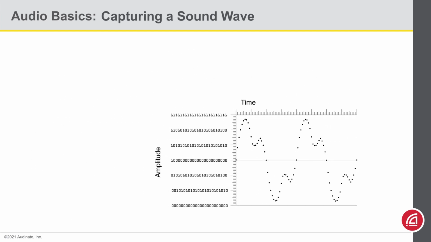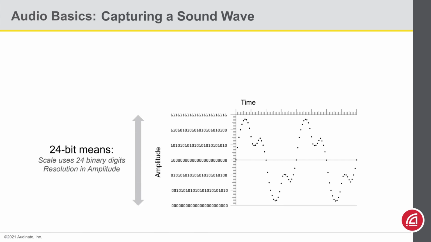Basically, using more bits means we have more resolution. We have more steps on this ladder. CDs operated at 16-bit. Most professional production is done at 24-bit, and some equipment will go up to 32-bit. Dante can manage all of that.